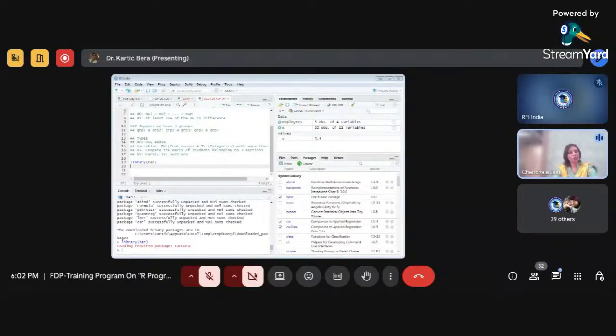Now you need to run the function leveneTest. Type it in, come to line number 20. Come on the line, so line number 20. Come here, new line. Yes, sir. Type leveneTest. Select the second one. Select the second one.